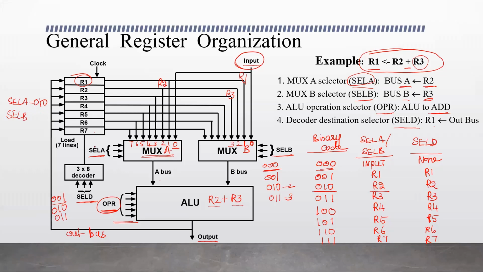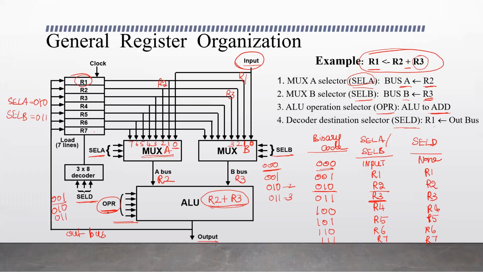SELB. So when SELA is 010, it selects R2 as the first input to the ALU. And what is SELB? SELB has to make multiplexer B select register R3. For selecting register R3, the input SELB needs to be 011. So it is 0, 1, 1. And now R3 is selected as the second input. The ALU needs to perform R2 plus R3.